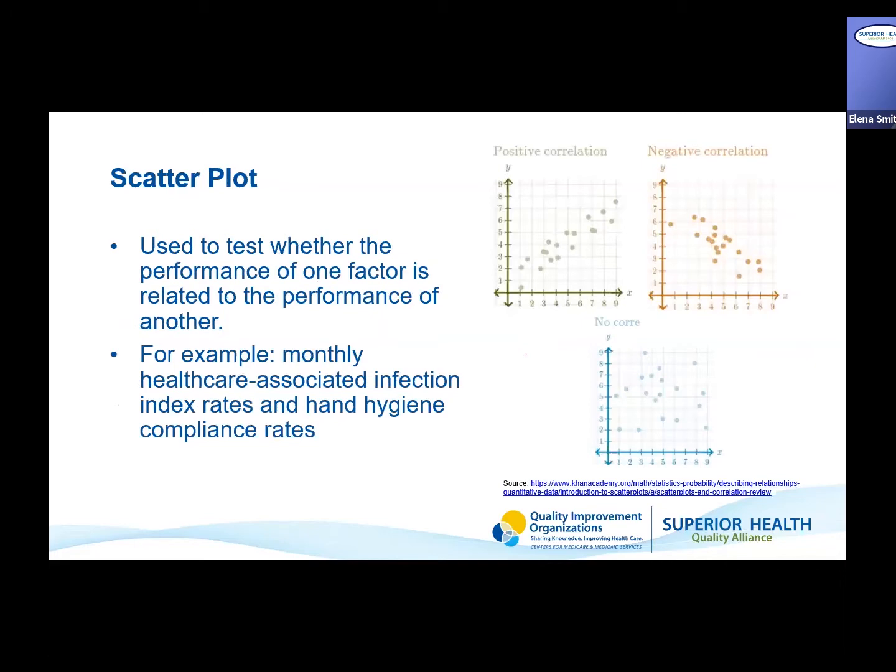And then finally, the scatter plot. This is used to test whether the performance of one factor is related to the performance of another. So for example, monthly healthcare associated infection index rates and hand hygiene compliance rates. So hopefully what you would see on this one would be more of that negative correlation, where monthly healthcare associated infections go down as hand hygiene compliance rates go up.